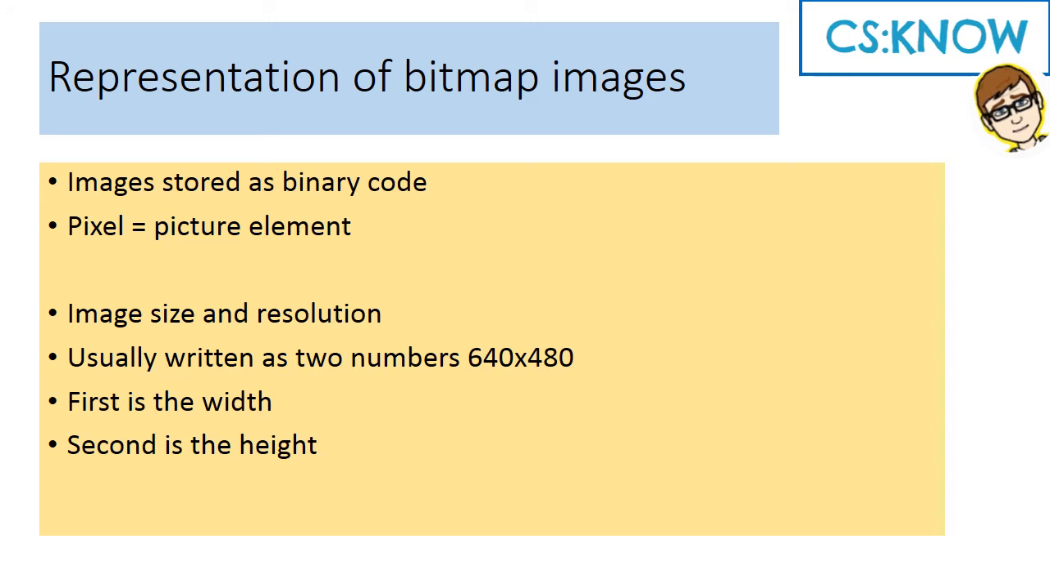Representation of bitmap images. Images are all stored as binary code, and a pixel is made up of two words, picture and element, and that's how we define the smallest part of a picture. A picture is made up of these little tiny cells called pixels, little tiny squares almost, on your screen. Image size and resolution is usually written as two numbers, so 640 by 480 is the dimension. The first number is the width and the second one is the height.